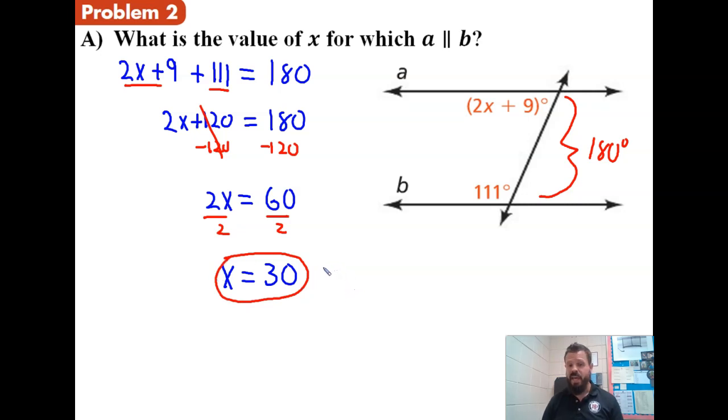All right, so when x is 30, that'll make these two same side interior angles supplementary, which means that lines A and B would have to be parallel to each other.